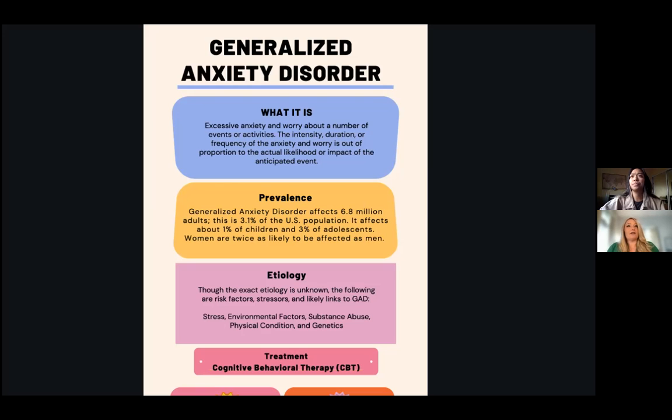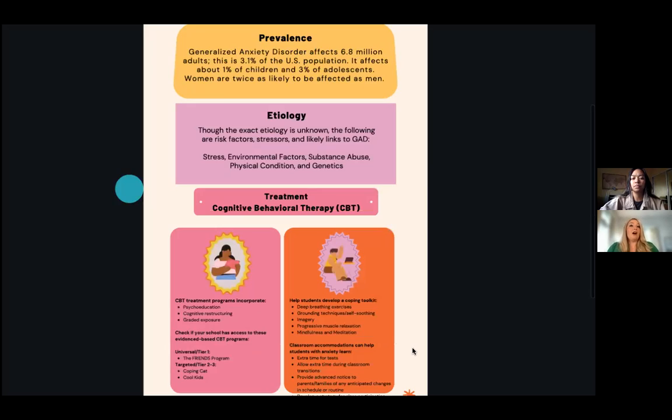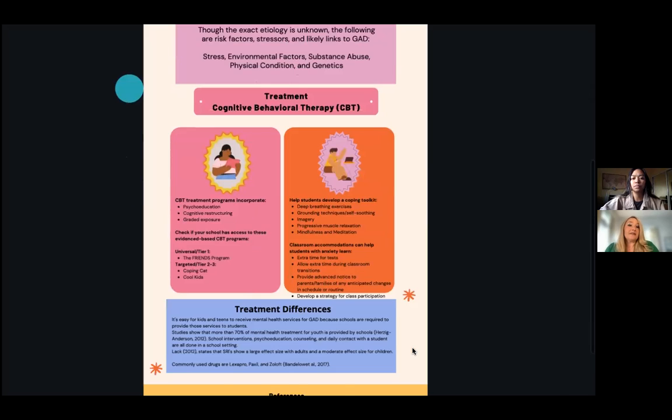The exact causes of generalized anxiety disorder are unknown. Genetics have been linked, but some factors that increase one's risk include stress, substance abuse, physical condition, and various environmental factors. Most treatment programs for generalized anxiety disorder are rooted in cognitive behavioral therapy, also known as CBT.